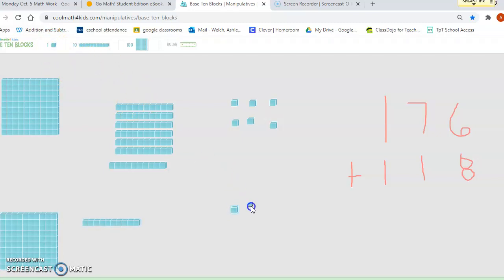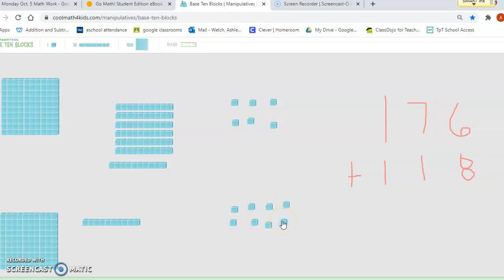1, 2, 3, 4, 5, 6, 7, 8. Okay, so now I'm ready to add. I always know I add in my ones place, so 6 plus 8. I have 6. I'm going to add 8 more. 6, 7, 8, 9, 10, 11, 12, 13, 14.